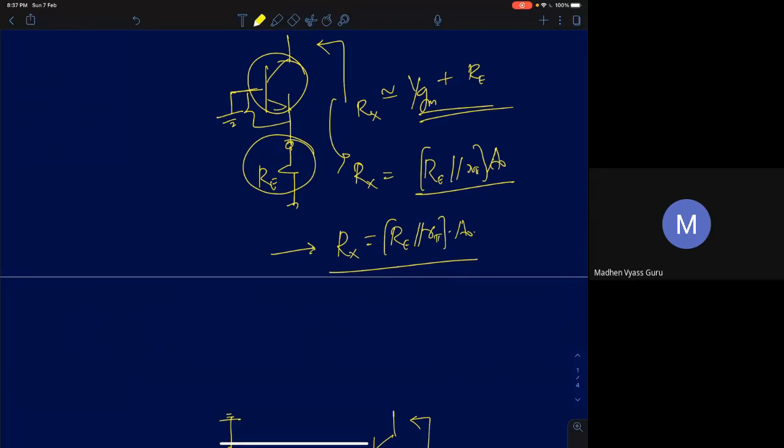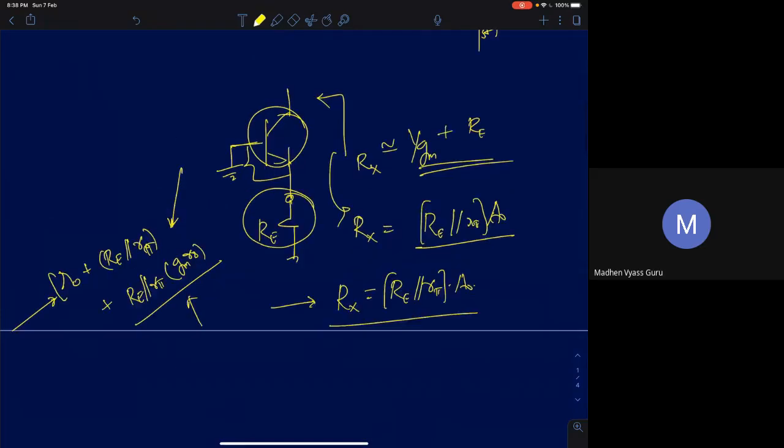I have ignored some terms. Ideally, what will it be? Ideally, it will be R naught plus Re parallel R naught, Re parallel R pi plus Re parallel R pi into GM R naught. This is the exact expression. And I told you, you don't have to remember this, since most of your exams are open book. You can just keep this result and write your final expression. So that's the difference here.